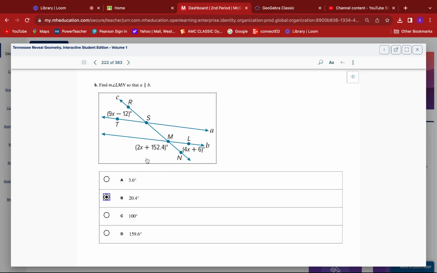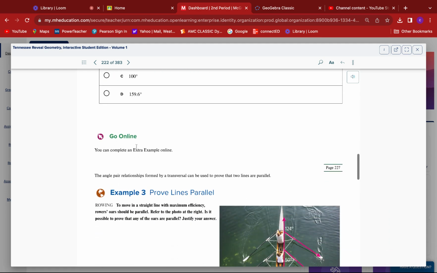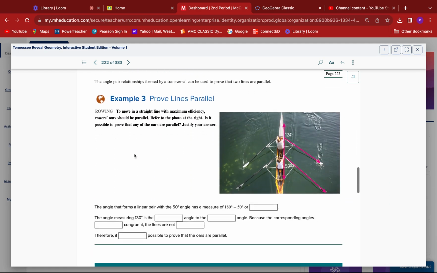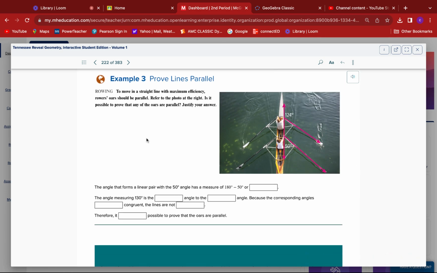Oh, y'all, ACT loves doing that to y'all. Make sure you look back and see what they asked us to find. All right, there's another example online if you want to grab that and look at it. All right, example number 3. To move in a straight line with maximum efficiency, oars should be parallel.